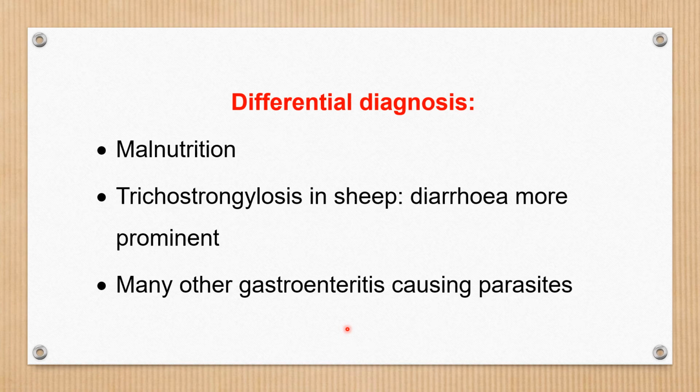For differentiation, examination of the fecal sample, characteristic eggs, and culture of the larva is important. By identification of the adult worm under the microscope by their morphology and other structures, we can differentiate the various types of worms.